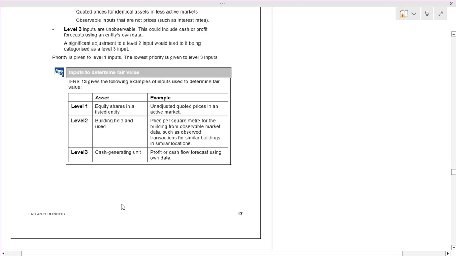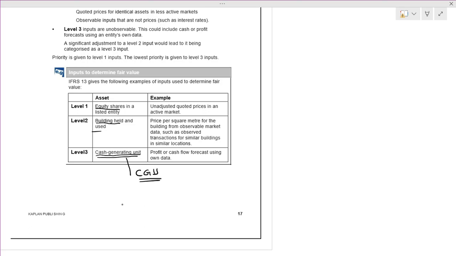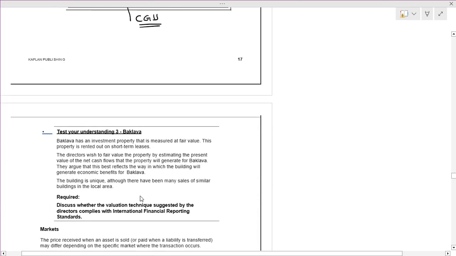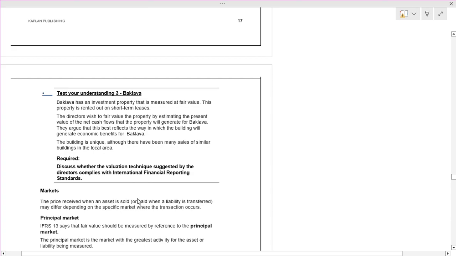They are given three things. One is the equity shares, one is the building held for use, and one is a cash generating unit. This is also one thing which we will cover. Right? CGU, cash generating units, is a new topic. We will cover this. Now, is it clear for you until now? Any doubts anywhere? Just let me know. Okay.